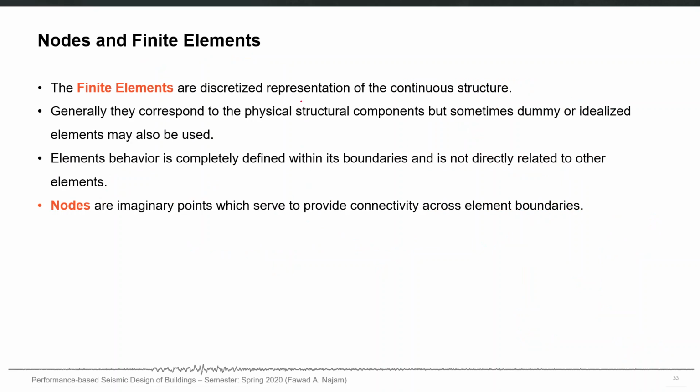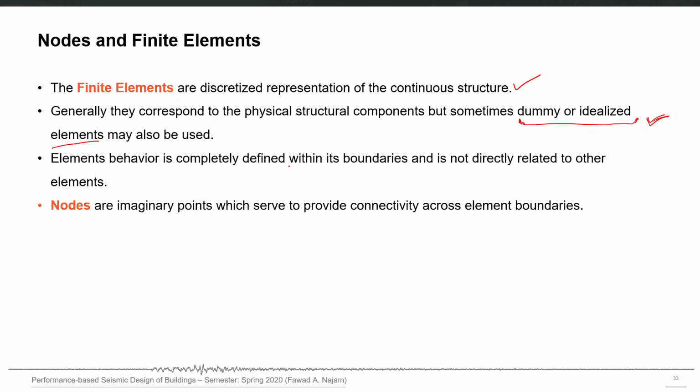The finite elements are a discretized representation of a continuous structure. Generally they correspond to the physical components, but sometimes dummy or idealized elements can also be used. So there can be some elements which do not directly represent a physical component, but they can be included to include some special behavior in the model. For example, dummy beams or dummy frame elements are sometimes used to transfer loads from one element to another element. But that we will look into in the next lecture, or when I directly perform the ETABS demonstration.